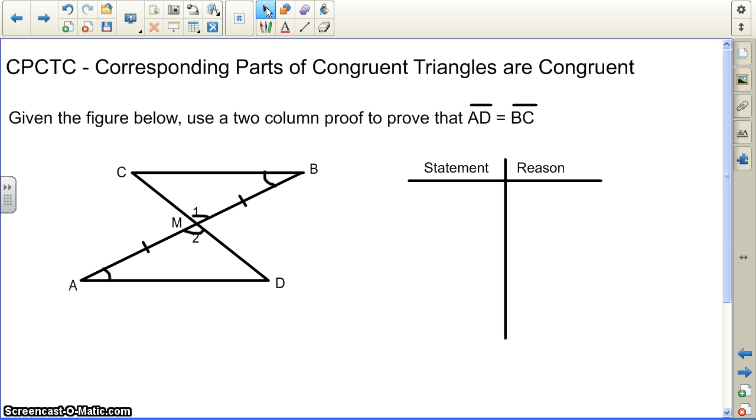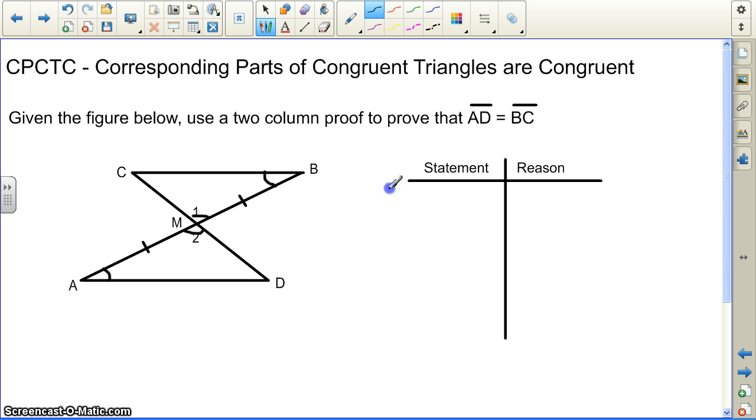For our reasons, I'll go through the reasons as we get there, but if something is given to us in the problem, we'll say that it's given. If we know that angles are congruent because they're vertical angles, that's going to be our reason. Okay, all right, so let's start looking at what we're going to do for our proof.